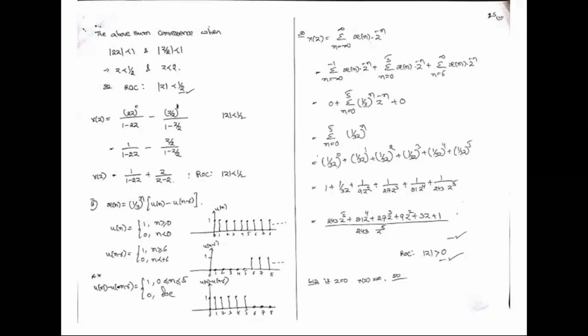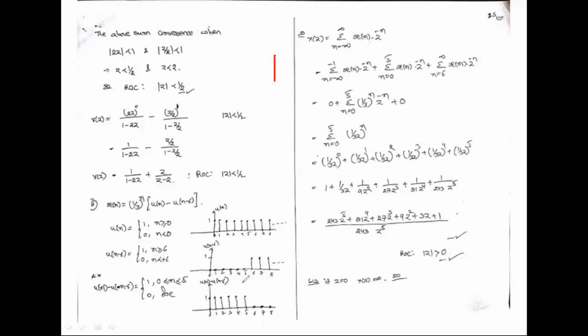And next example here, x of n is equal to 1 by 3 whole power n, u of n minus u of n minus 6. So already we have here the u of n, the discrete function. u of n minus 6 means 6 samples shifted towards the right side. Now subtract the two functions here. Subtract the two functions at 0, 1 minus 0, it is a 1. At 1, 1 minus 0, these values are 1 here.